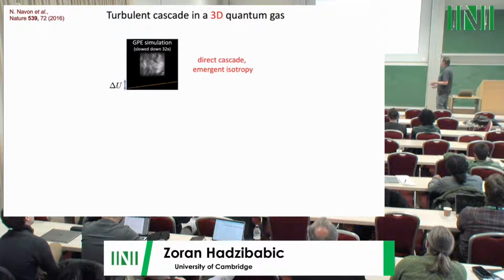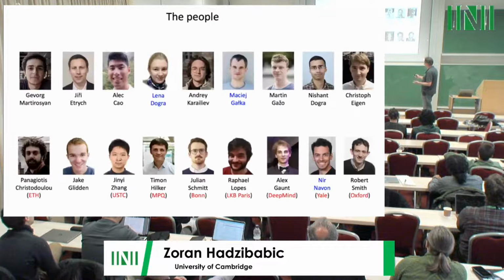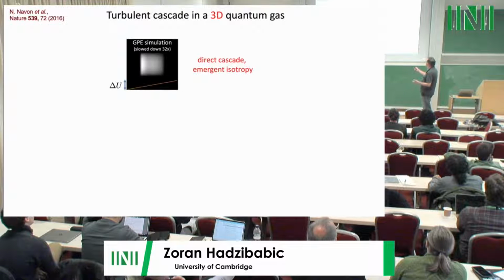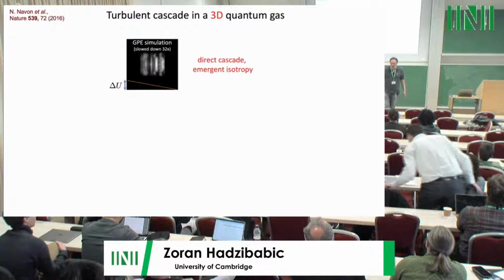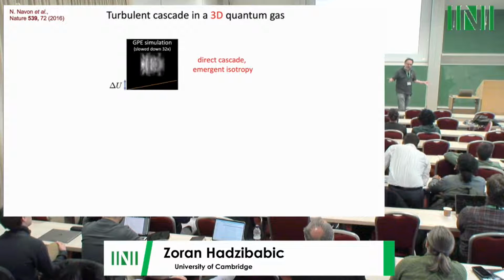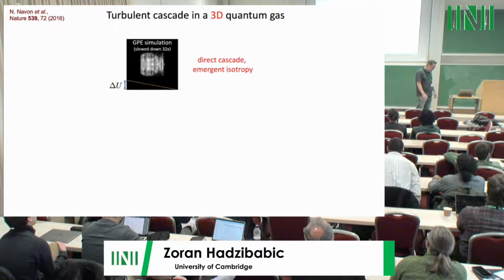And qualitatively, what you see is two things which are characteristic of turbulence. I don't know how to restart the movie differently. One is that we see a direct cascade, so the initial excitations are at a very long wavelength, and then gradually there are finer and finer excitations in the system.